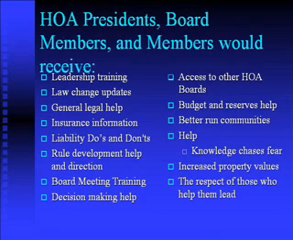they treat high net worth individuals, giving them a few extra services for their service in return, the banks and credit unions could provide leadership training, law change updates, general legal help, insurance information, liability do's and don'ts, rule development and help and direction, board meeting training, decision-making help, access to other homeowners association boards, budgets and reserves help, better run communities, help in that knowledge chases fear, increase property values and the respect of those who have helped them lead.